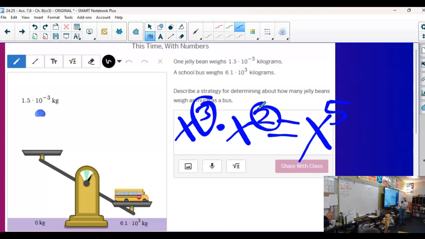So how would you find how many jelly beans would fit in a school bus? Jackson? Since the school bus has a positive exponent, or positive power, and the jelly bean has a negative power, then we need to find a balance, I believe, between the two. Yeah. So be careful, Cora misspoke. She meant how many jelly beans will equal the mass. So it's not how many will fit inside the bus. It's how many make the equivalent mass.